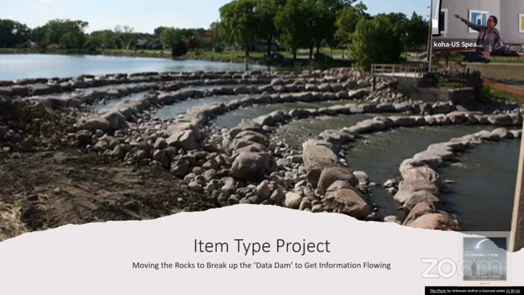So, okay, the picture here is to describe what was happening with our records. So think of the water as your OPAC and doing the search and getting expected search results. All of the rocks are all of the bad data in your OPAC.